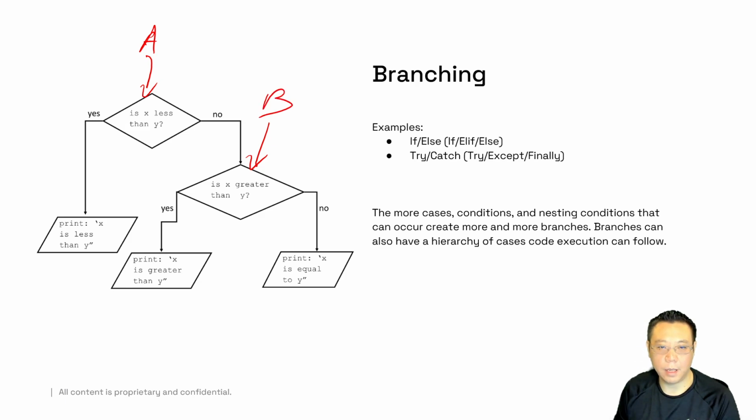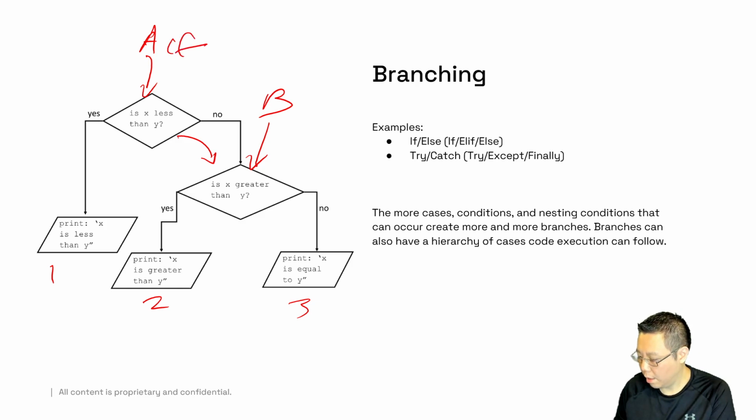Is X less than Y? If yes, then go over here, which is choice one. If no, is X greater than Y? And you have two choices again here, choices 2 and 3 based on your conditions. This is known as an if-else, and these could be multiple if-else statements nested together. In this case, we have a nested one, which is the initial if, and then we have an else if, which is also called elif.